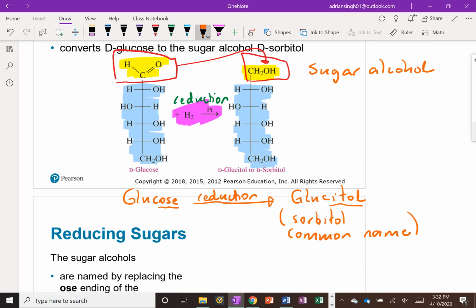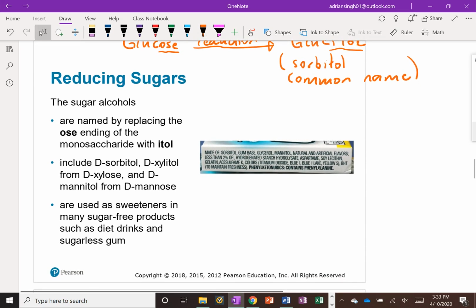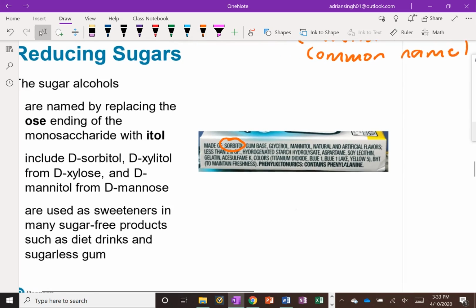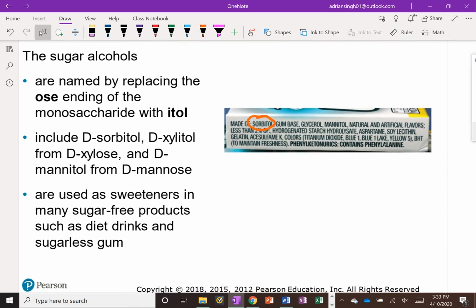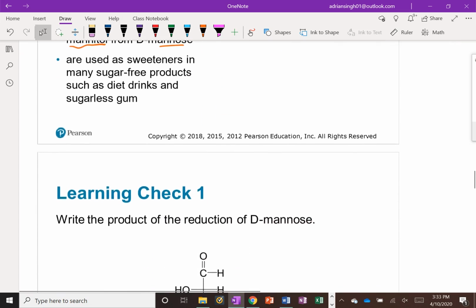And that's a very, very common ingredient in lots of things, these sugar alcohols. You find them, for instance, in chewing gum. If you look at your packet of chewing gum, typically the first ingredient you'll see is some sort of sugar alcohol. In this case, this looks like Extra chewing gum, and sorbitol is the very first ingredient, and that's a sugar alcohol. But you'll see other ones as well. Xylitol comes from xylose, mannitol comes from mannose, etc. These are used commonly as sweeteners in several sugar-free products. So those are sugar alcohols that form when your monosaccharides become reduced.